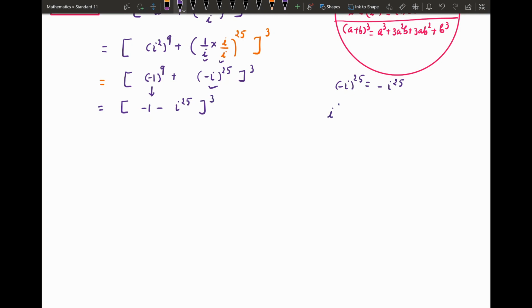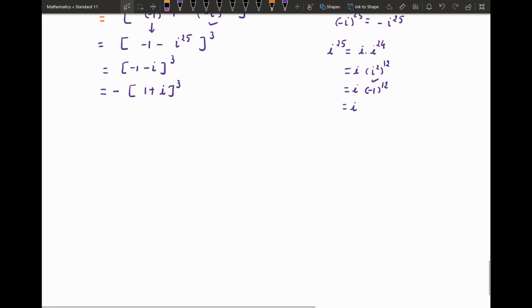Now i raised to 25, so it is i into i raised to 24. So this is i into (i square) raised to 12, 12 into 2 is 24. i square is minus 1, so minus 1 raised to 12 is 1. So this is plus i, but outside we have minus. So this is minus 1 minus i, cube. We take minus common, so this is minus (1 plus i) cube.